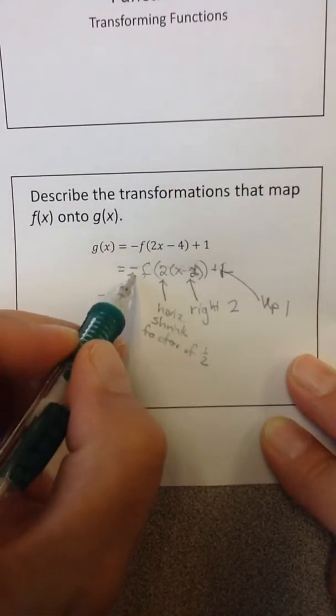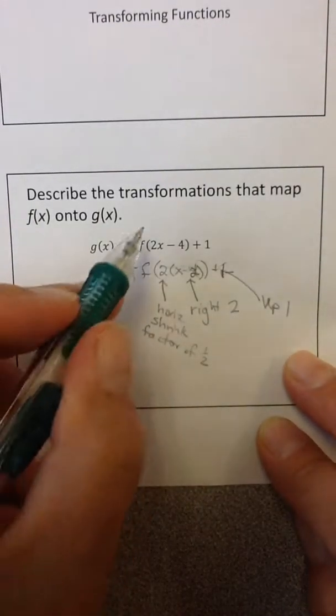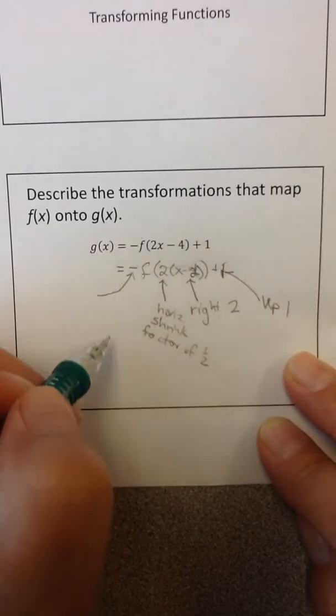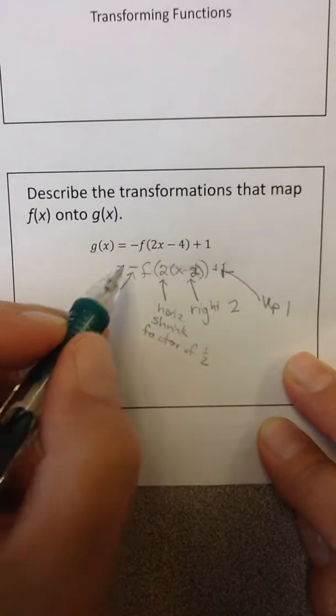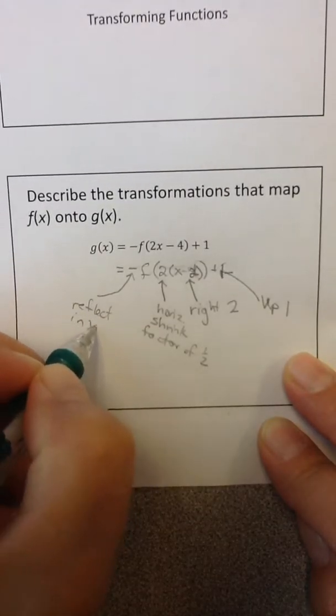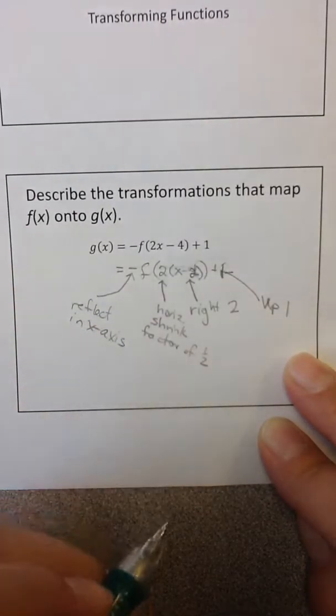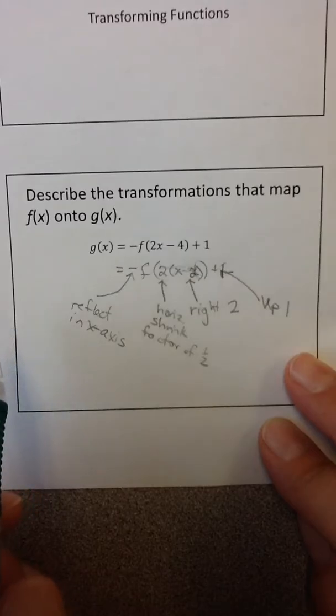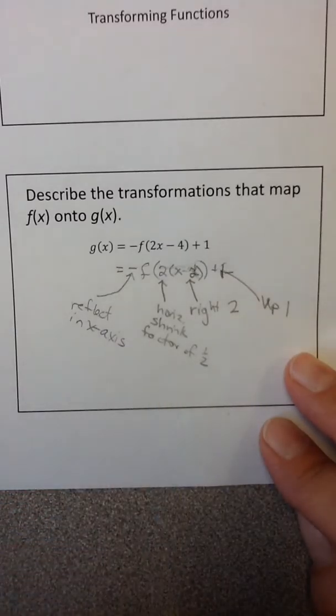In front of f, we have an opposite that's going to give us opposite y's, which means it's going to reflect it in the x-axis. So reflect in the x-axis. We'll finish this one up, and in video segment part B we'll pick up at the next slide.